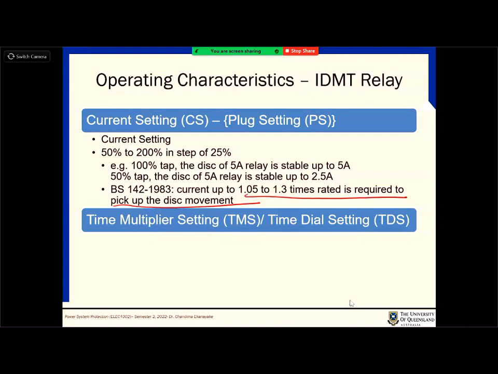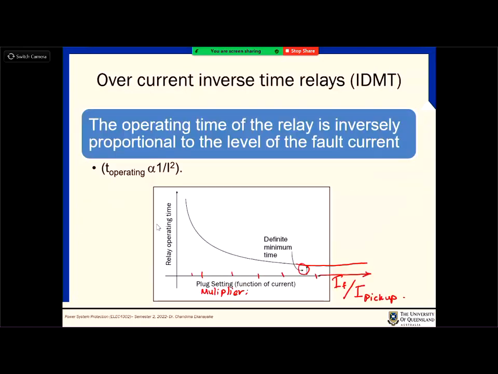Therefore, usually they define it in the standards, according to this BS, as 1.05 to 1.3 times the rated. If you look at the characteristics here, this can't be 1. This will be something around 1.05 to 1.3, because when it is close to 1 or below that, the operating time should be 0 or infinite. Otherwise the relay will operate during the loading conditions, right?